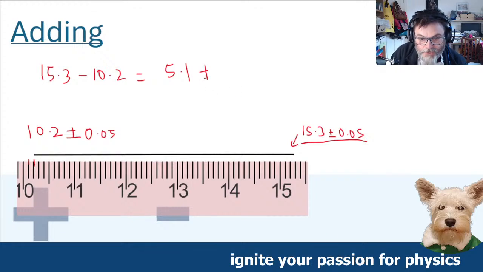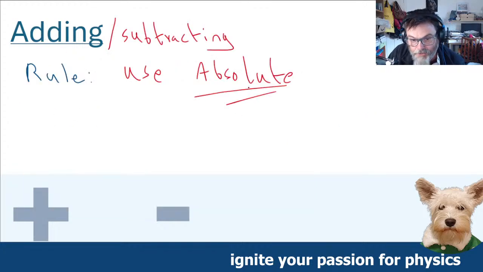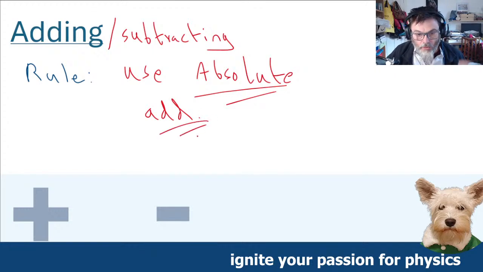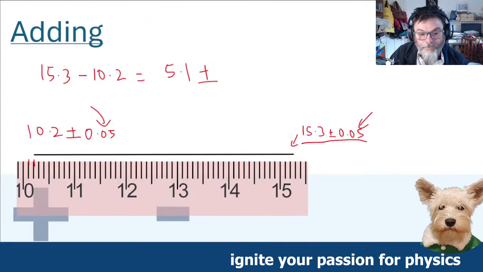But what do you do with the uncertainties? Well, you know the uncertainty on each of the ends is 0.05. You also know the rule from previously that when you're adding or subtracting, you use the absolutes and you add them. It doesn't matter if you're taking away or adding numbers together, you always add the absolute uncertainties. So coming back to our ruler, we're going to take the uncertainty on the 15.3 and add it to the uncertainty on the 10.2, which is 0.05 plus 0.05 again.